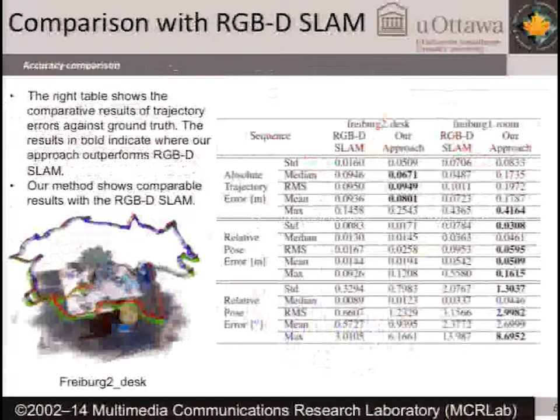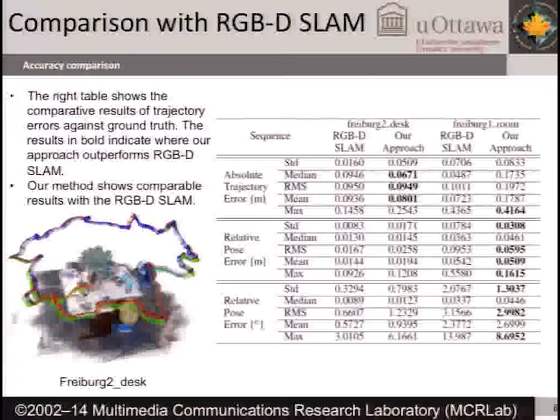Furthermore, we applied both of the datasets, and the right figure shows the comparison results of the trajectory errors against the ground truth. The results in bold indicate where our approach outperforms RGBD SLAM. And our method finally shows comparable results with RGBD SLAM.